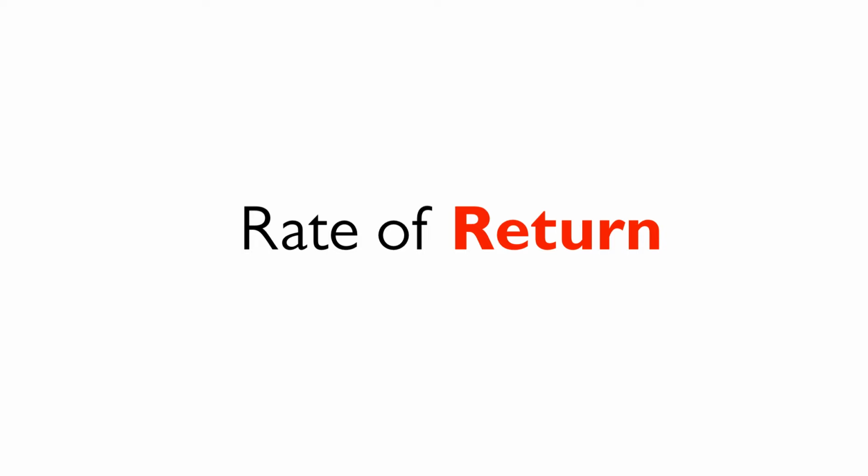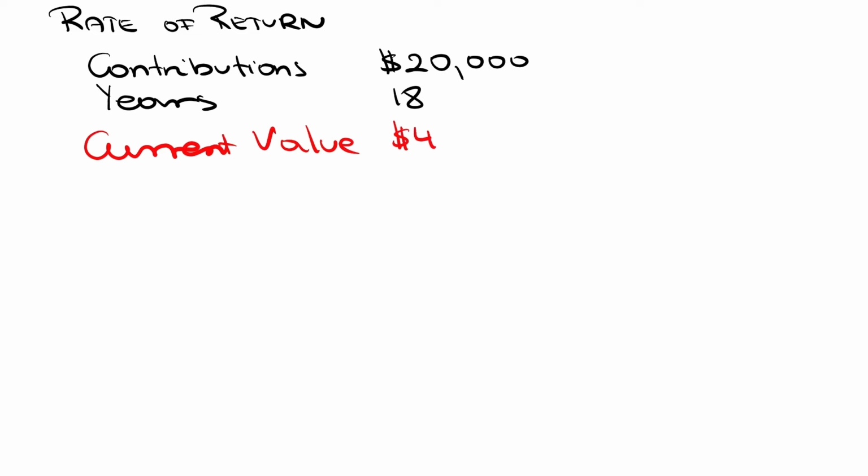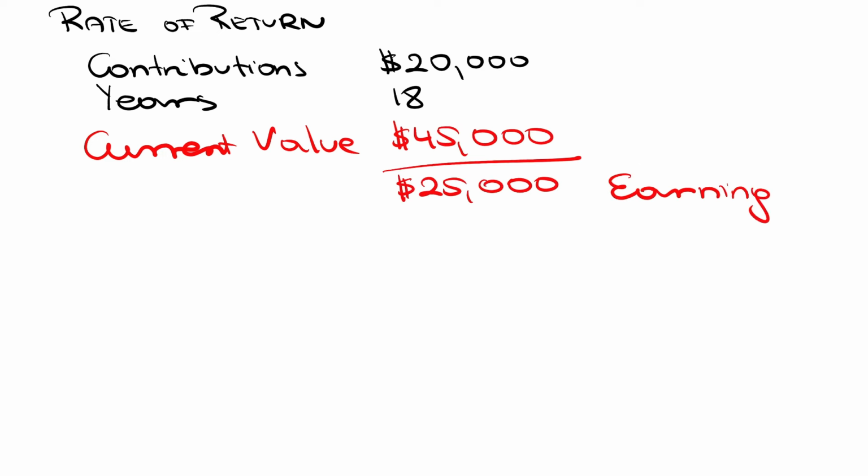Let's go through an example of how you find out the rate of return on your 529 plan. Let's say we have $20,000 of contributions and we have been saving these for 18 years. The current value in our portfolio is $45,000. And so the $25,000 is earnings on the $20,000 of our contributions.